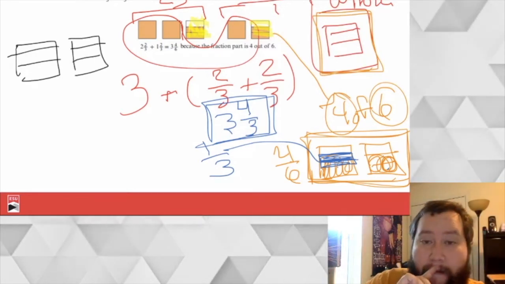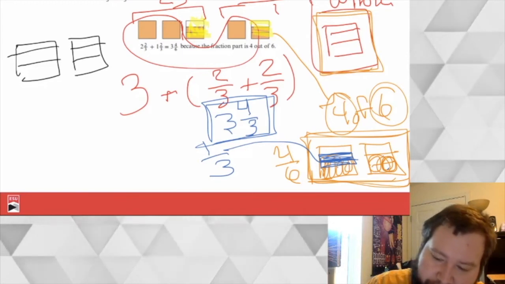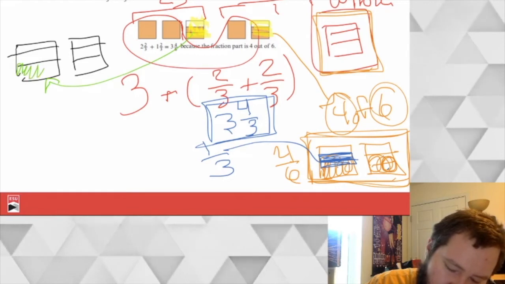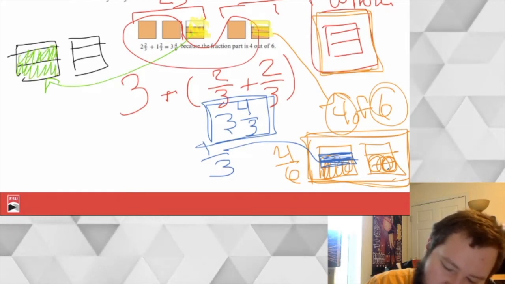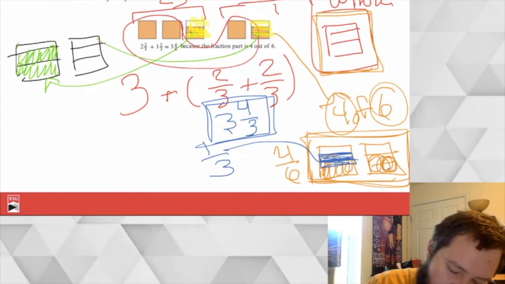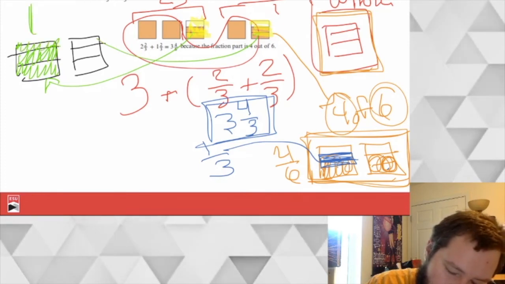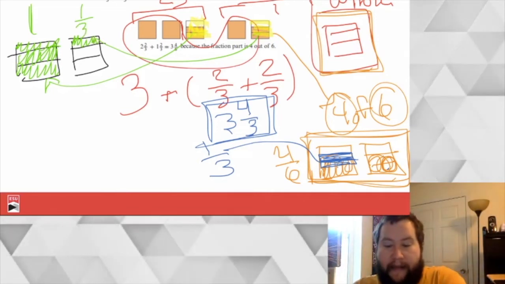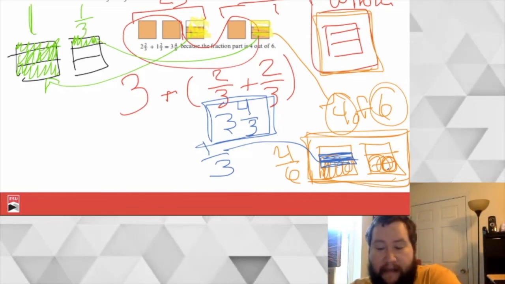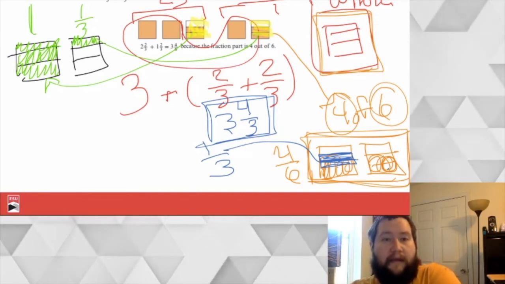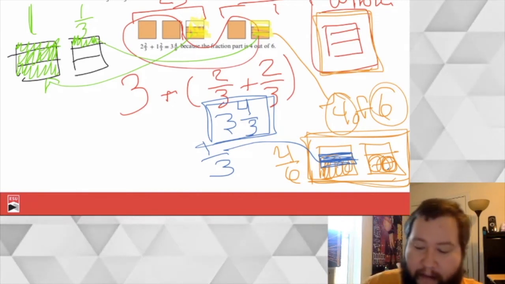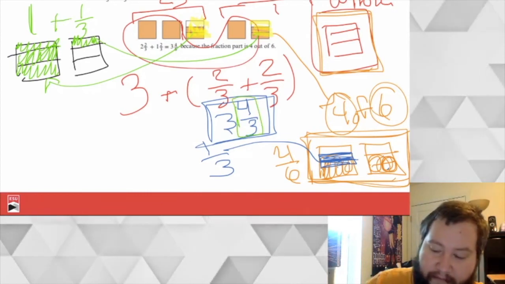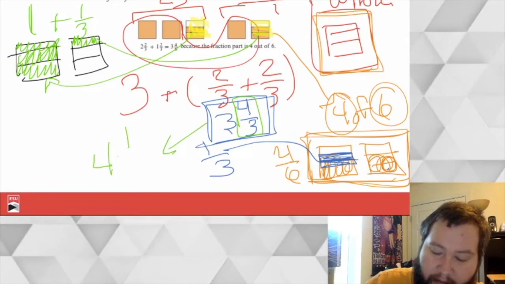When we would add this, first we would take the 2 from here, and then we would take the 2 from here, fill this one up completely, so that's a 1 and a third. And so now we see where that 4/3 is, right? That 4/3 is really just 1 and 1/3, which means that 3 and 4/3 is really 4 and 1/3.